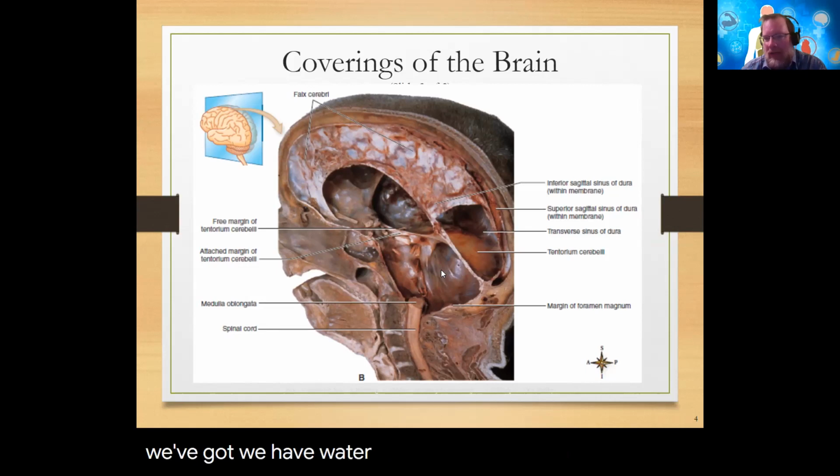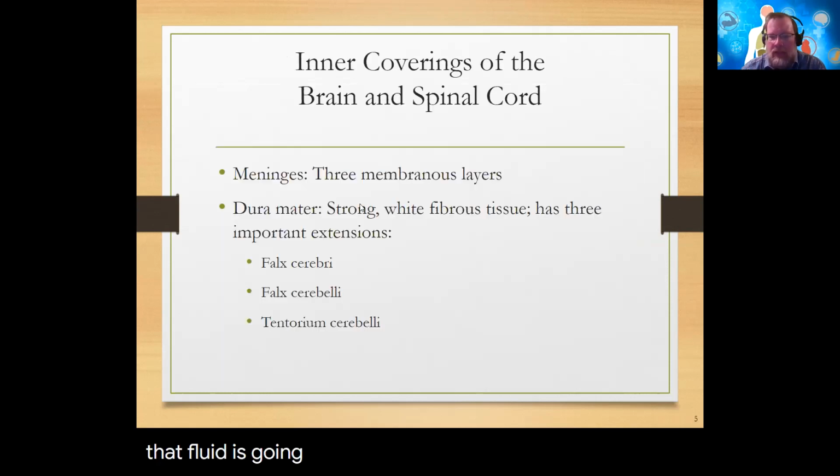We have what are called ventricles in the brain. Okay, so we have some spaces, we have some sinuses as well. The flow of that fluid is going to pass both within and around the spinal cord and brain. Okay, so the meninges, the three membranous layers, again, dura mater.